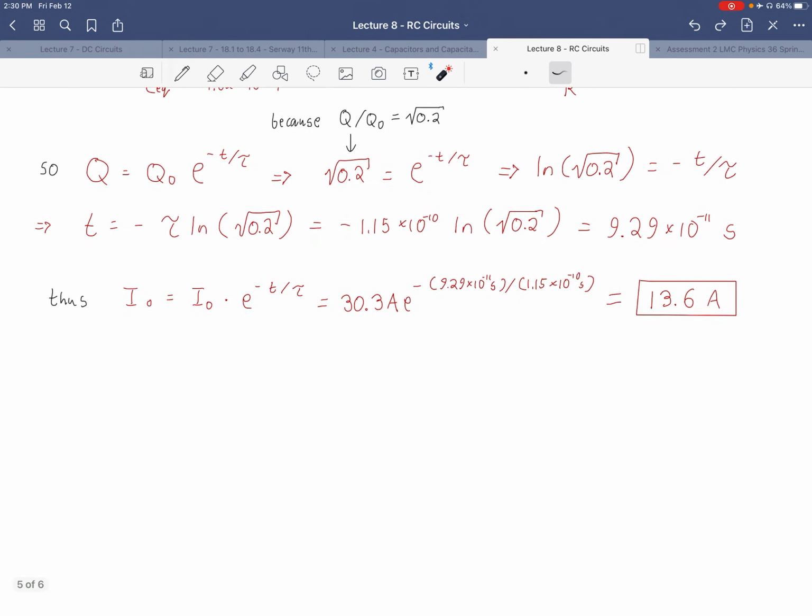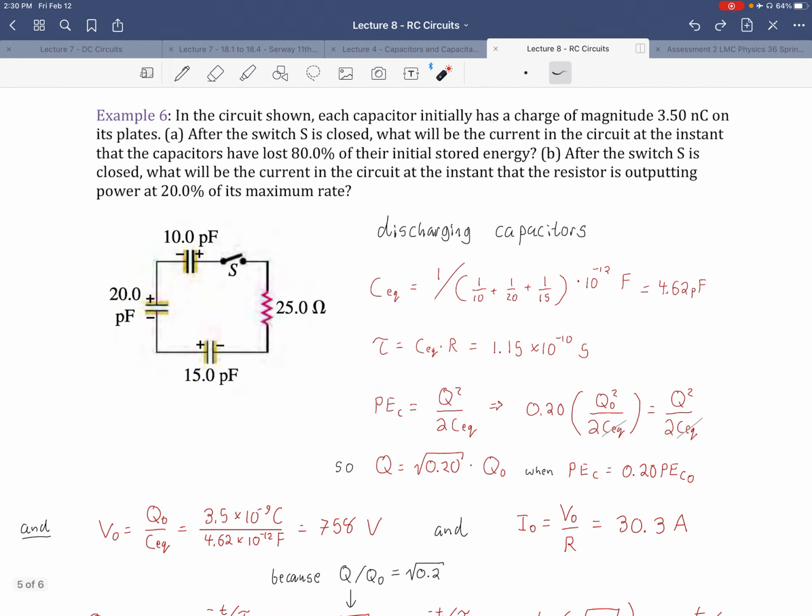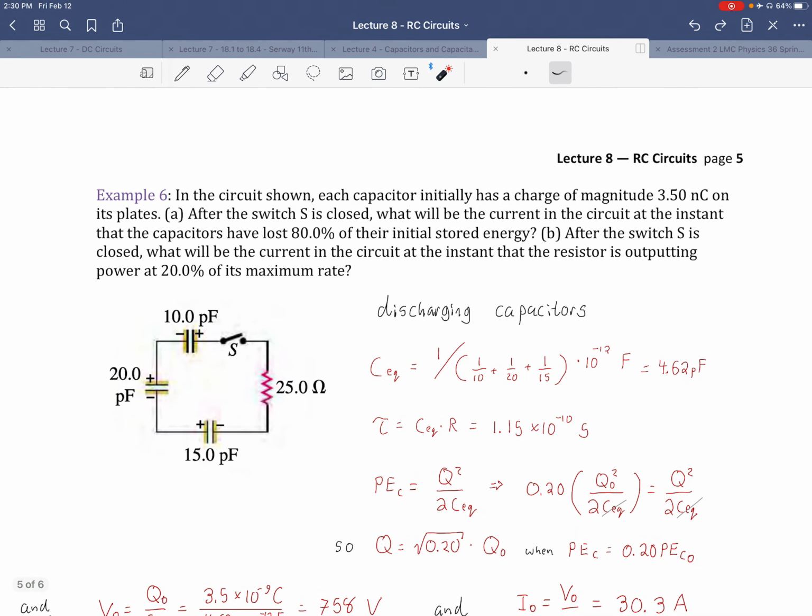Wonderful. So let's look at part B. After the switch S is closed, what will be the current in the circuit at the instant that the resistor is outputting power at 20% of its maximum rate? Well, let's think about that. So 20%, 80%, but this is 20% of maximum, this is 80% lost. So this is actually saying the same thing, right?